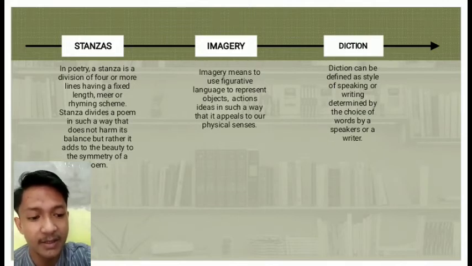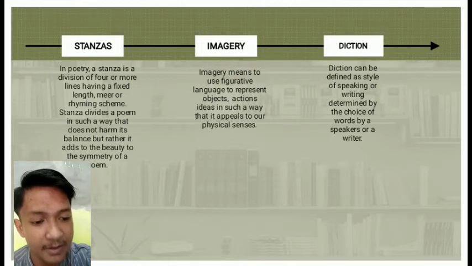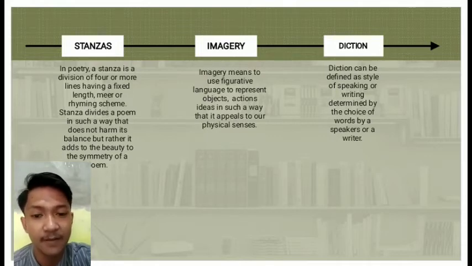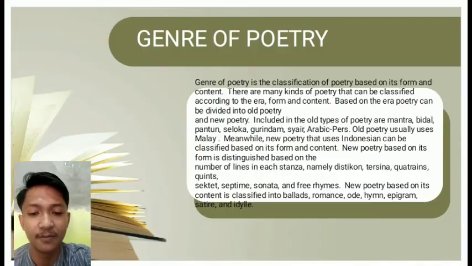The sixth is imagery. Imagery means to use figurative language to represent objects, actions and ideas in such a way that it appeals to our physical senses. The seventh is diction. Diction can be defined as the style of speaking or writing, determined by the choice of words by a speaker or a writer.